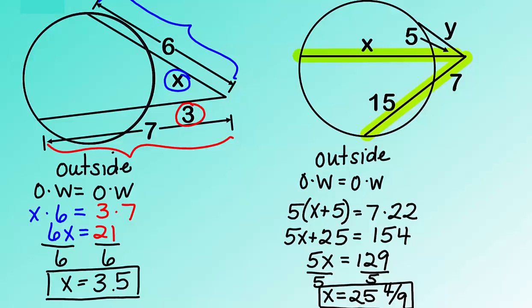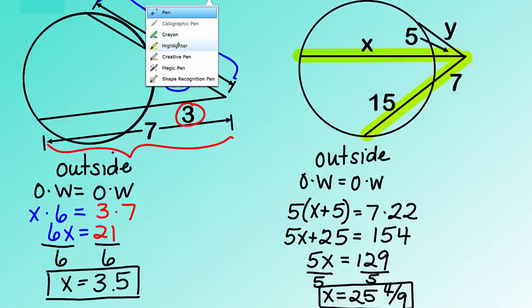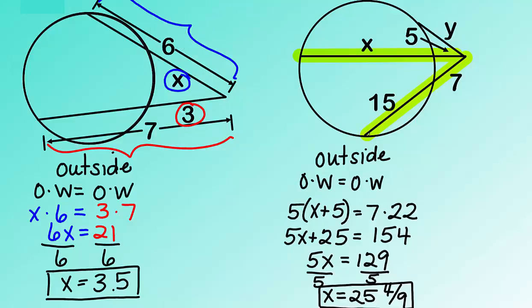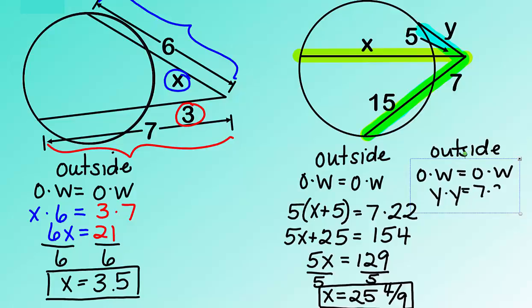I'm not done yet because I now have to find y. So let's take a closer look at y. So again, I have an outside intersection. So I'm going to use outside times whole equals outside times whole, or y times y is equal to 7 times 22. That gives me y squared is equal to 154. I take the square root of both sides, and y is equal to 12.4.